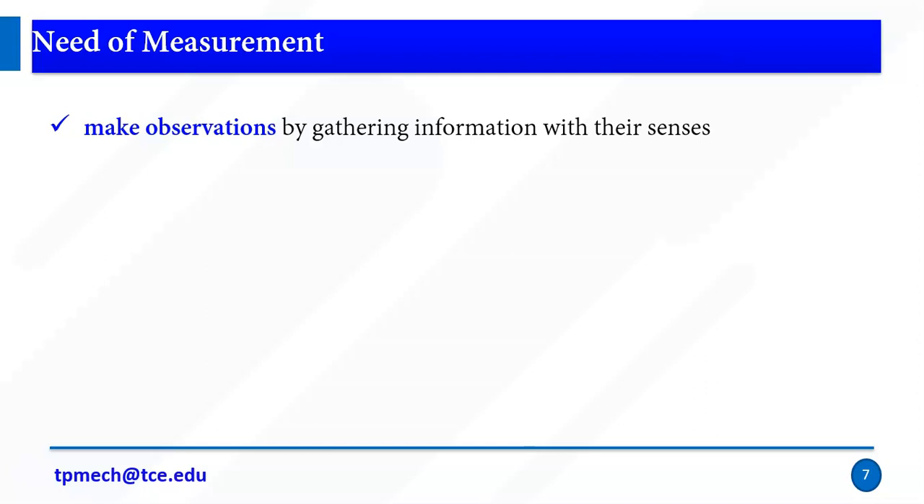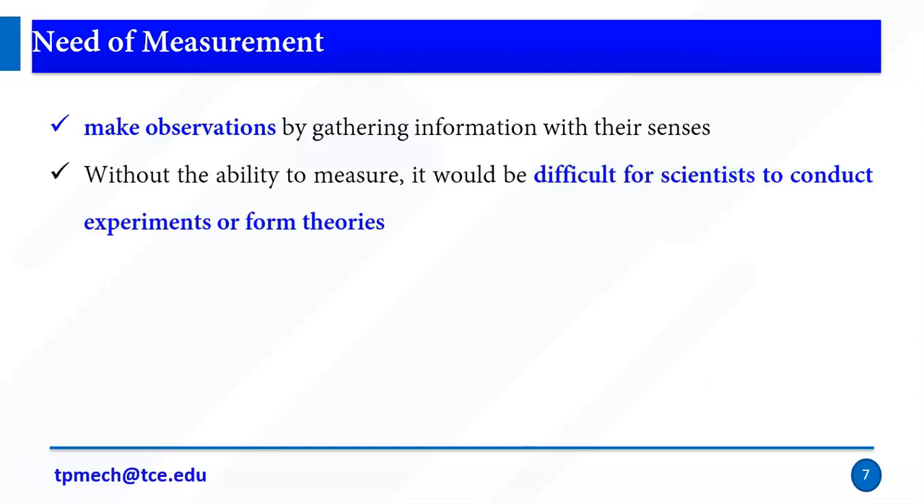So the time changes. If the bus doesn't arrive where it should, it may change, and the time will exceed. So, making observation. To represent an observation, we need to use some number, and that number is called a measurement. So make observation by gathering information with their senses.